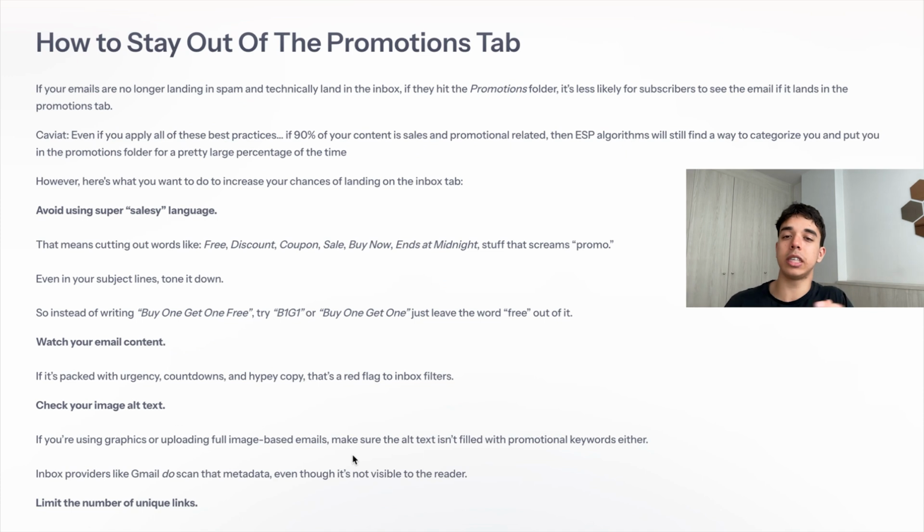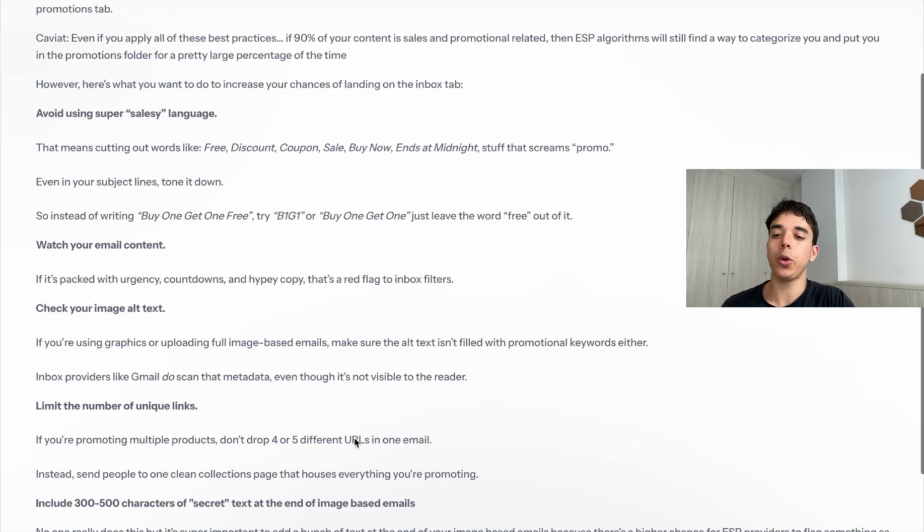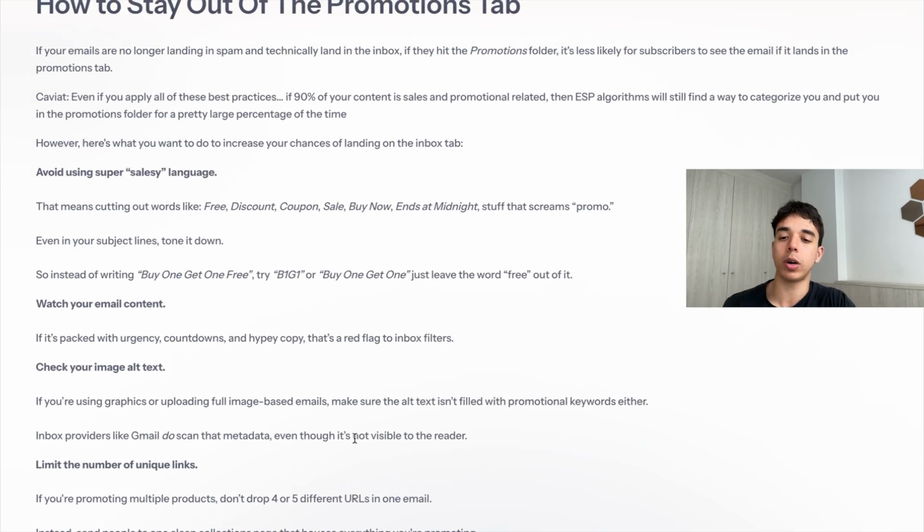Now, the reason for this is because inbox providers like Gmail do scan the metadata, even though it's not visible to the reader. And according to the metadata that they analyze, they either categorize you into the promotions tab or the inbox tab. Now, you also need to be limiting the number of unique links.